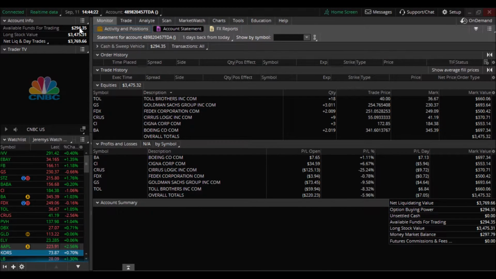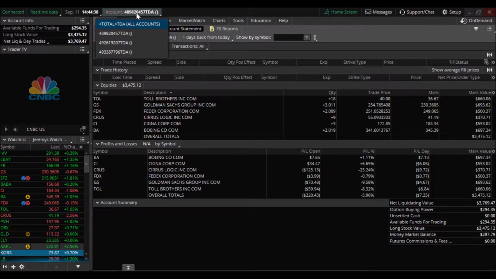As well as you can see in the top left, your net liquidity and day trades. If you were to sell everything right now, how much money would you end up having? Your long stock value, the value of all the money you have currently in the stock market, and available funds for trading, like your cash on hand.